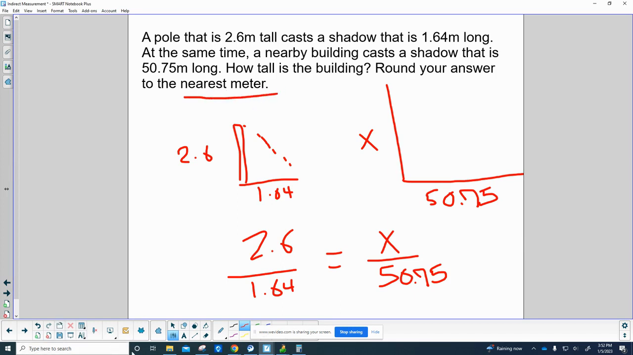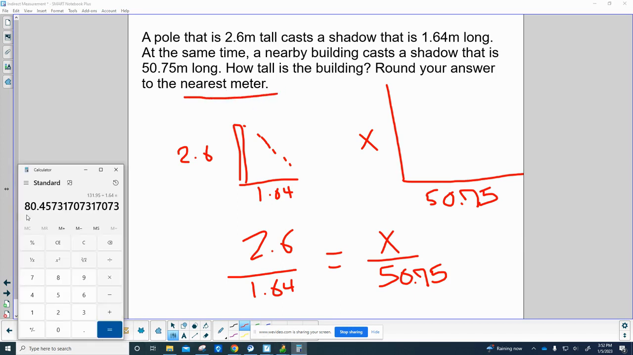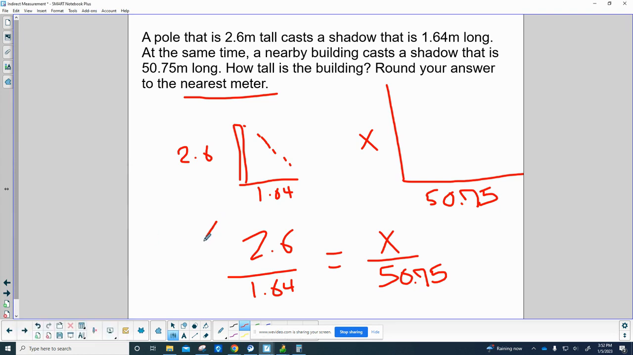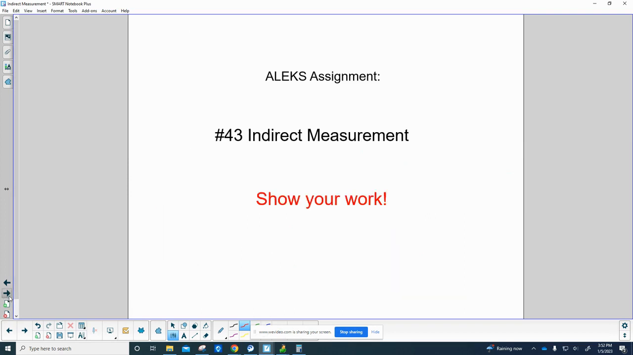So I'll go back to our calculator display. The nearest meter would be 80, because this 45 is not going to be big enough to round 80 up any higher. So x is going to equal 80 when rounded to the nearest meter. And there we go. Okay, so this one's called indirect measurement. Show your work, and there's only 10 questions on this one. We made it a bit shorter. Some of them are review questions so that you'll have a little work time at the end. Thank you very much.